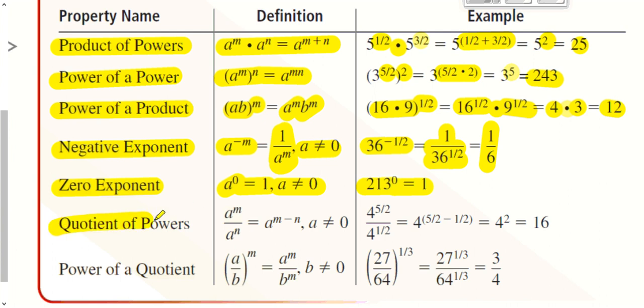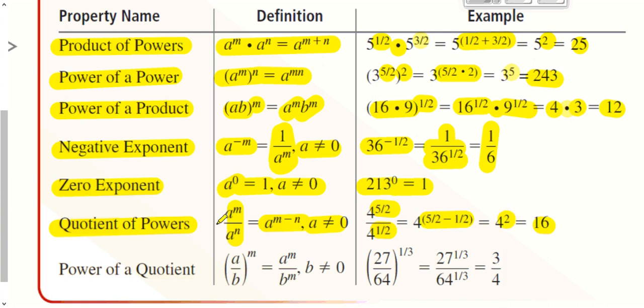Now let's look at quotient of powers. Quotient of powers is kind of going to go along with product of powers. With a product of powers, we're multiplying the bases, so we add the exponents. Quotient of powers, we are dividing the bases, therefore we are going to subtract the exponents. And again, that a base cannot be 0. So if I have 4 to the 5/2 divided by 4 to the 1/2, I'm going to take those powers and subtract them. 5/2 minus 1/2, which is going to give me 2, and then I get 4 squared is 16.